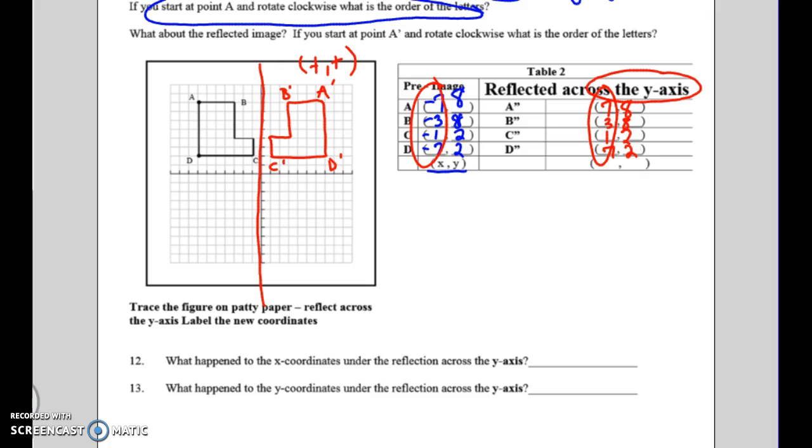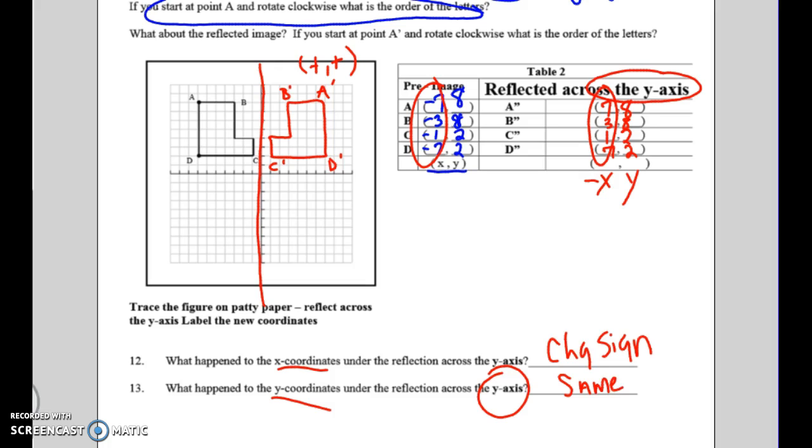Became positive. So this is our negative x. It just changed signs, right? It was negative, and it became positive. And then what happened to the y's? Stayed the same, so it's just going to be a y. Are we okay? All right, so the x coordinate along the y-axis changed its sign, and your y coordinate along the y-axis stayed the same.